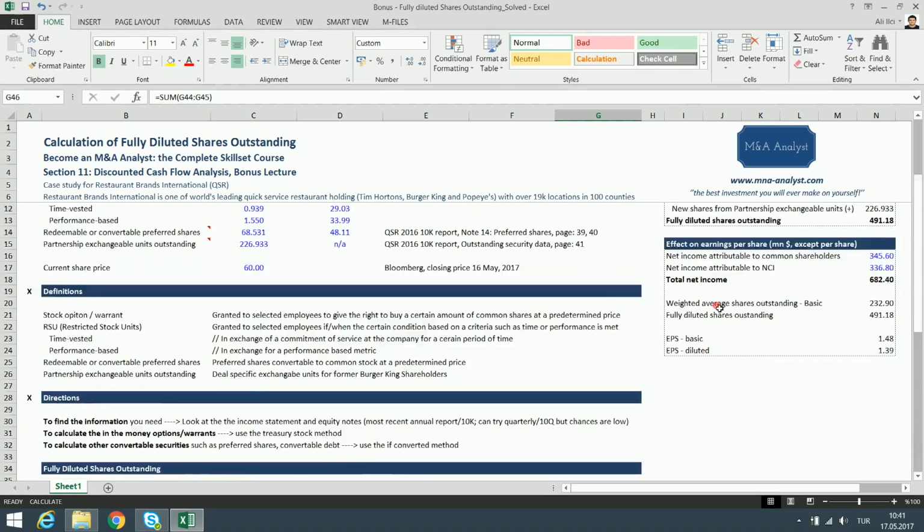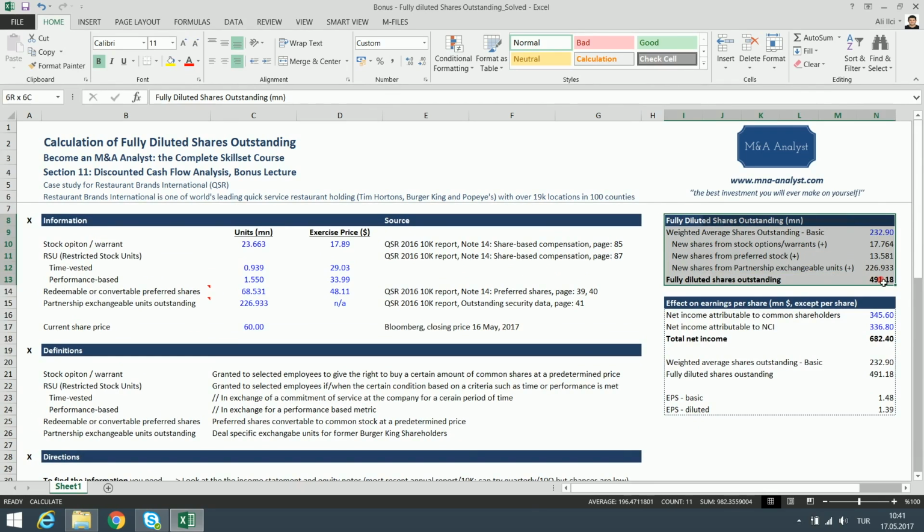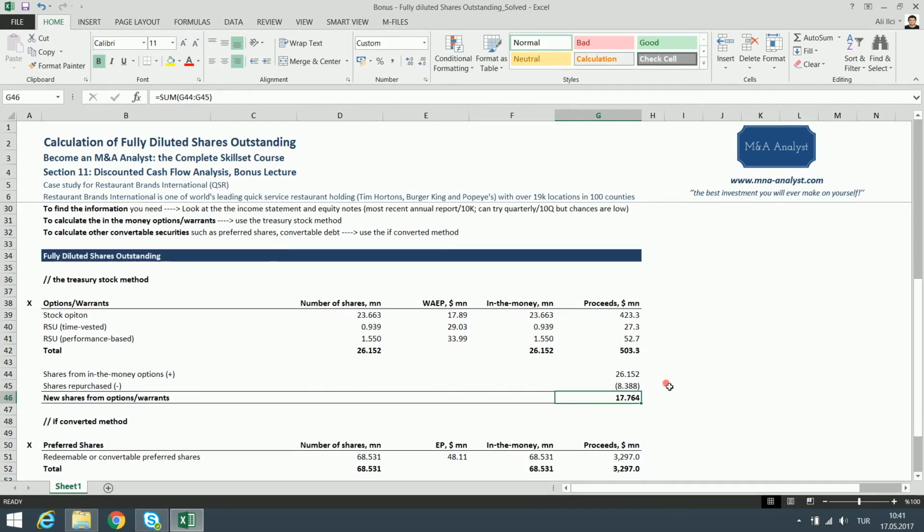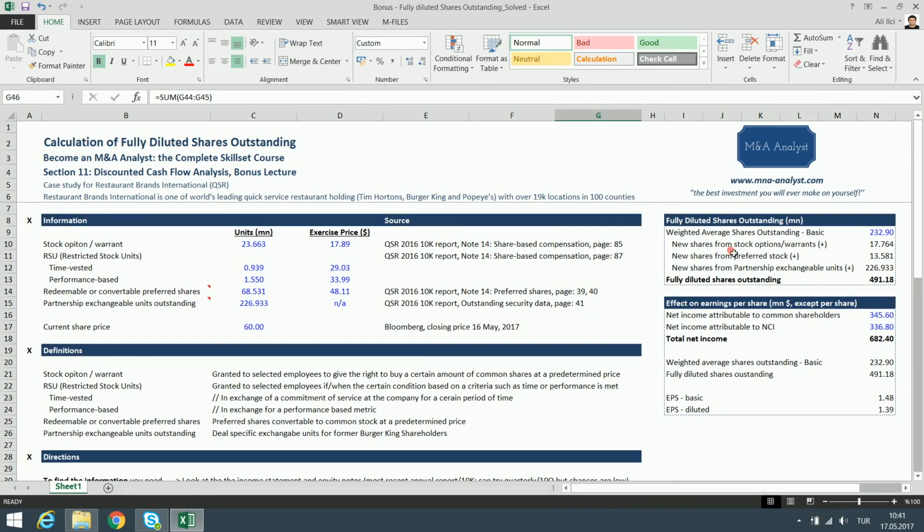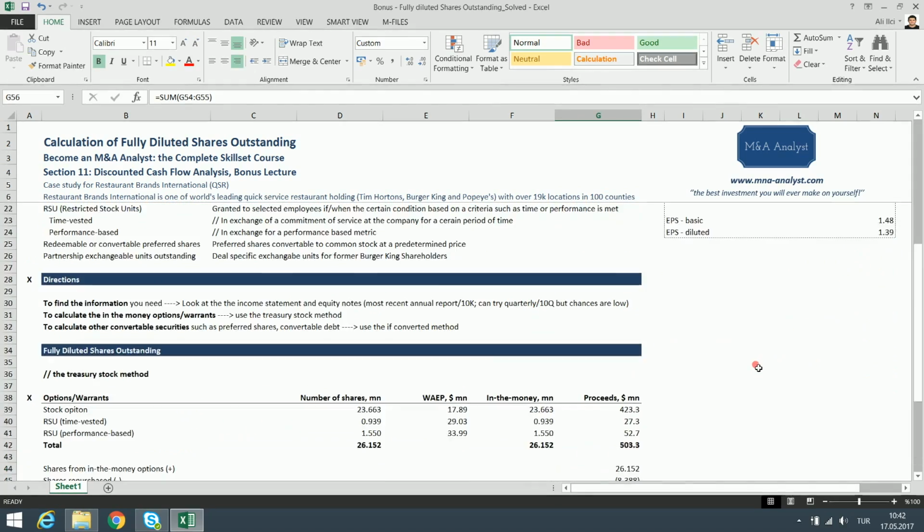So we go up to the top right corner to our summary here, and this is the weighted average shares outstanding, the basic number. We got this number from the income statement of the company in its 10-K report for the fiscal year 2016. It's an input. We link the new shares from stock options and new shares from preferred stocks. We also link this one here.